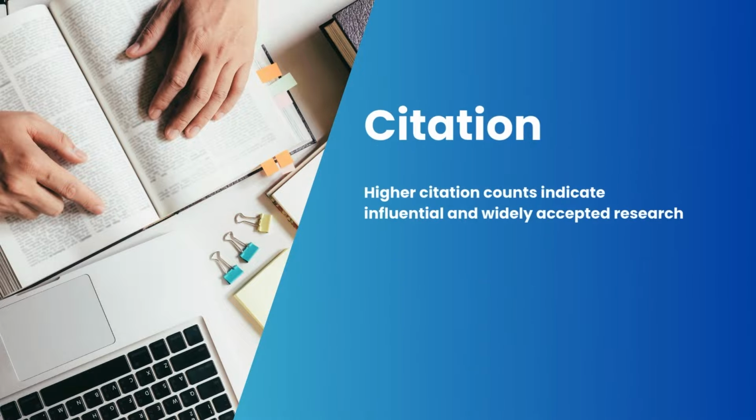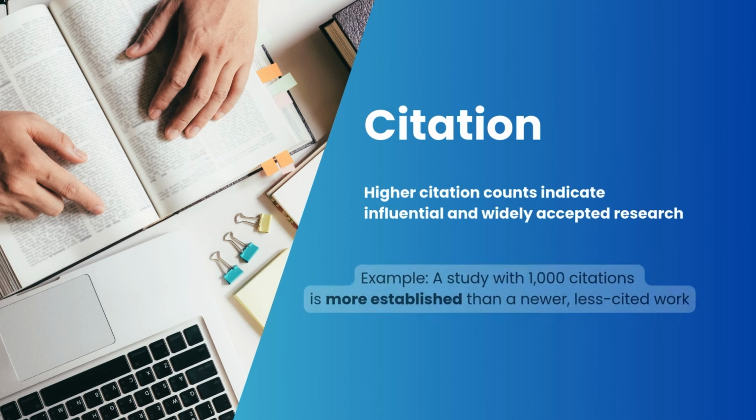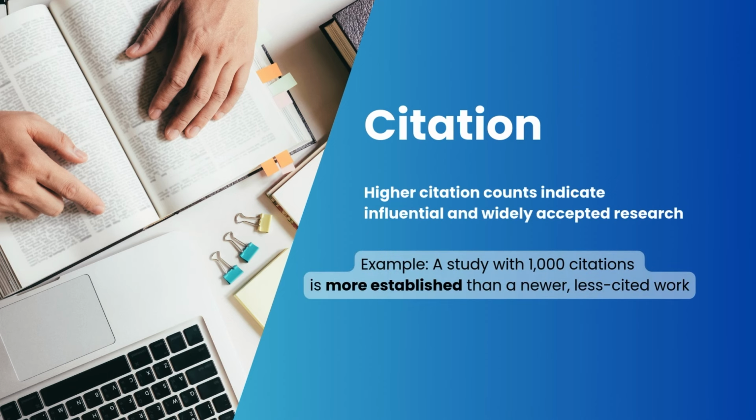Look at the citation count. If an article has been widely cited, it's likely to be influential and widely accepted in the academic community. For example, a study on social media's link to anxiety with 1,000 citations is more established than a more recent study with only a handful of citations.